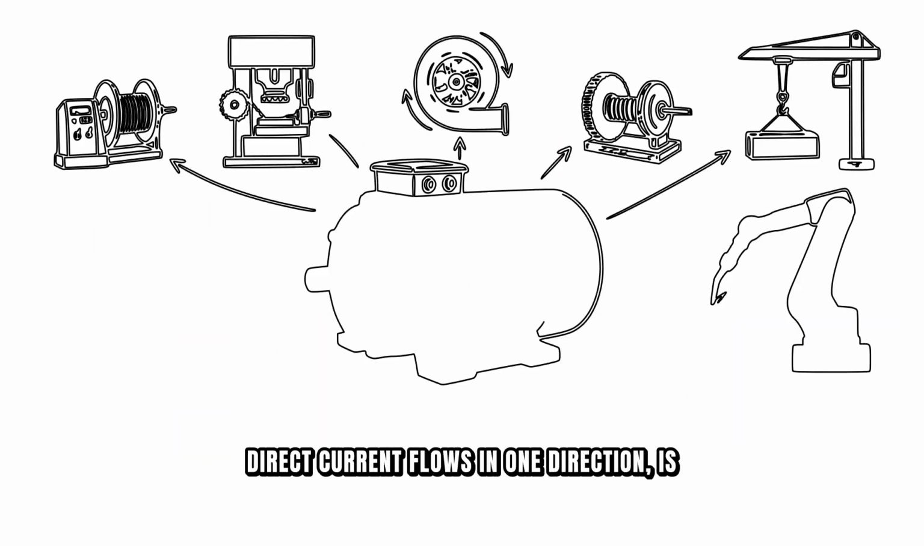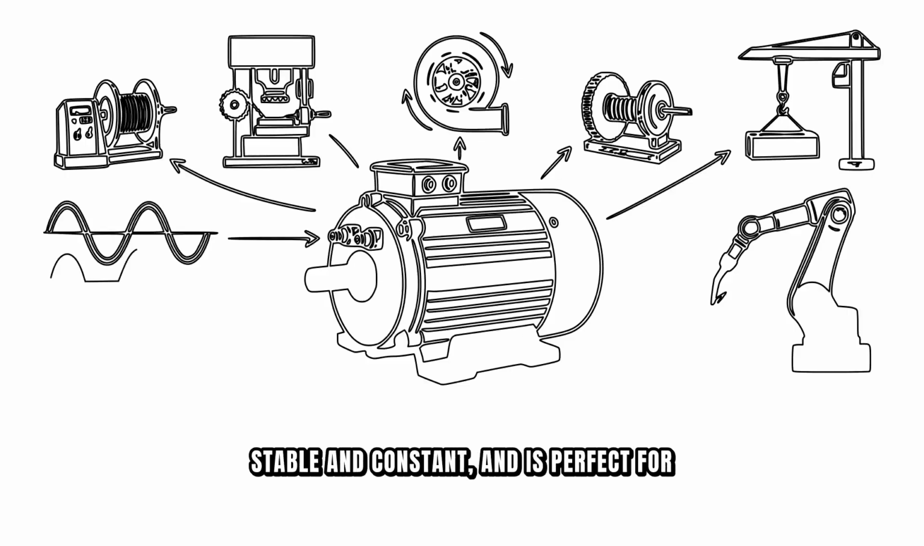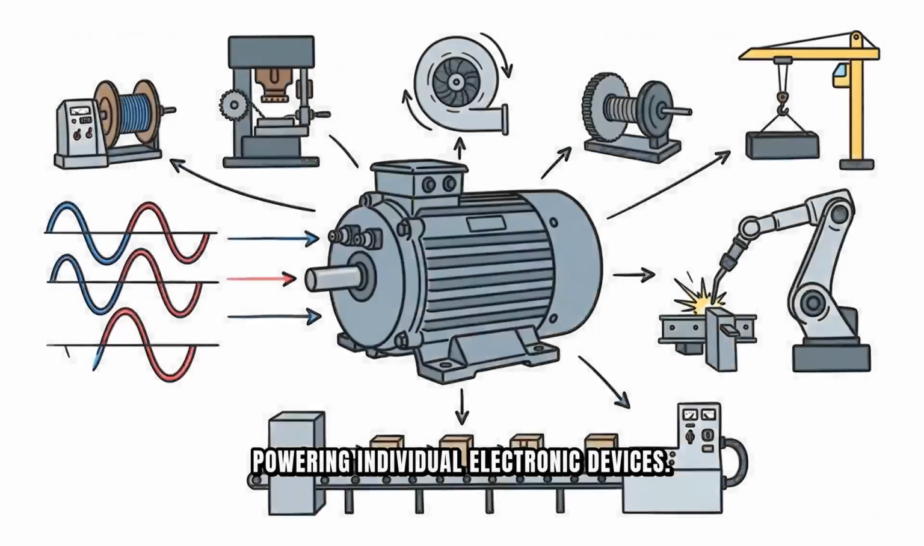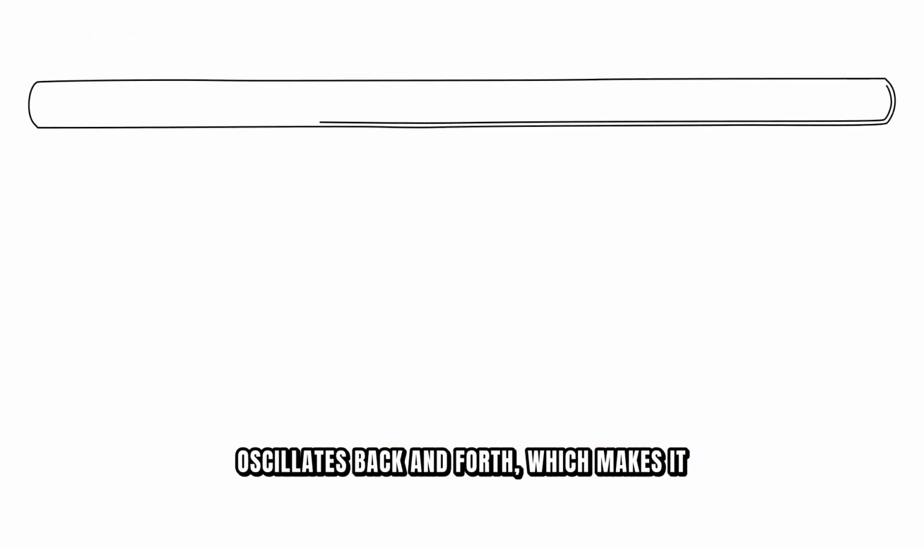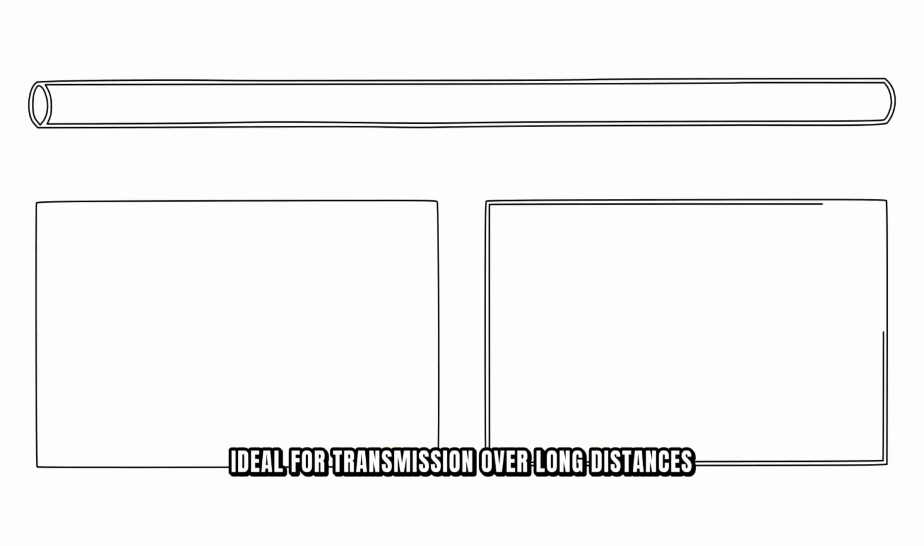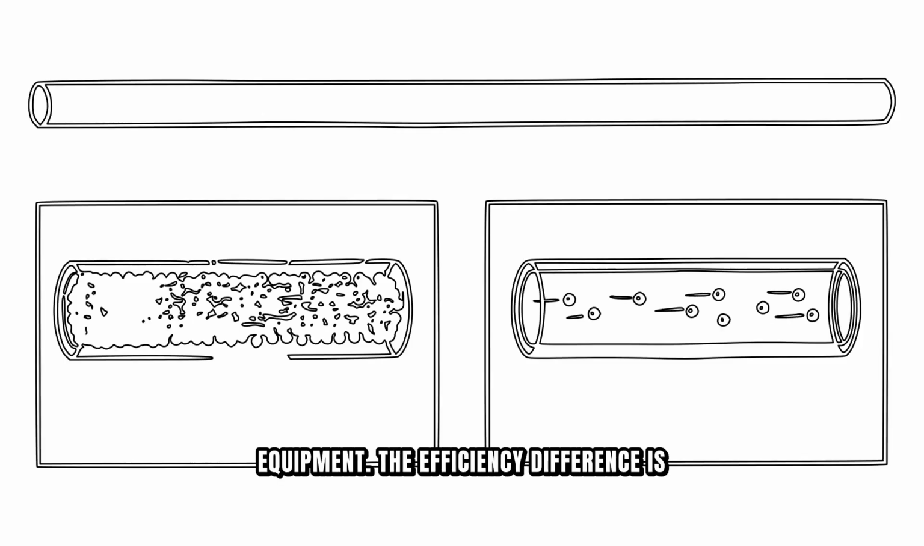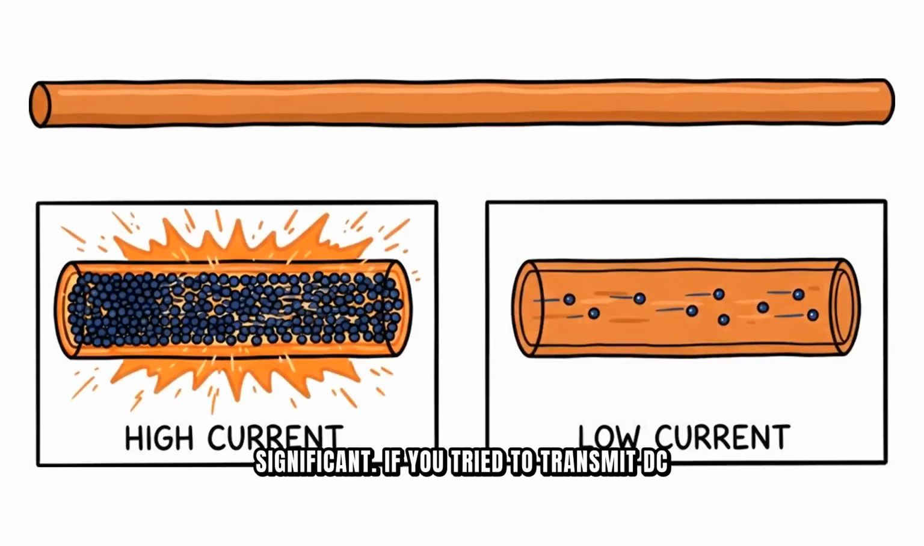So let's compare these two types of electricity directly. Direct current flows in one direction, is stable and constant, and is perfect for powering individual electronic devices. It's also safer at low voltages, which is why it's used in situations where safety is paramount. Alternating current oscillates back and forth, which makes it ideal for transmission over long distances and for powering large industrial equipment. The efficiency difference is significant.